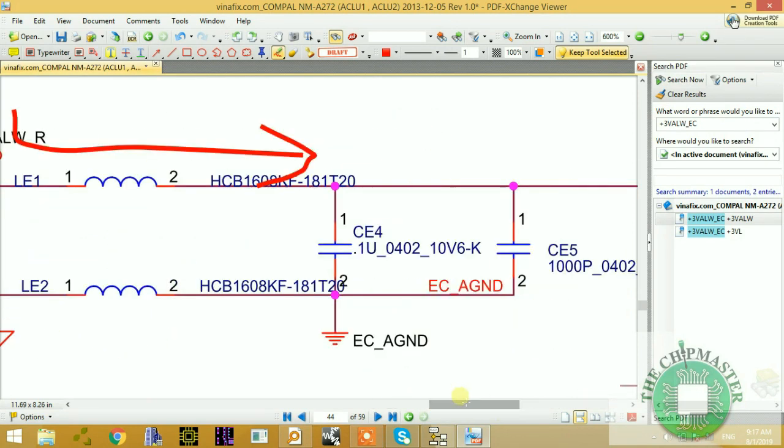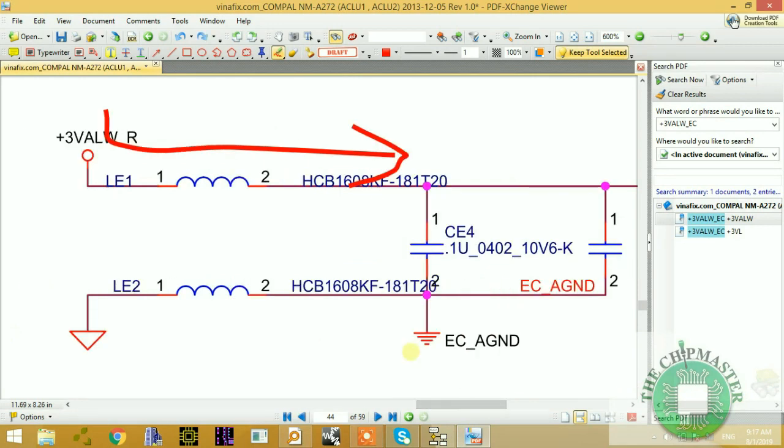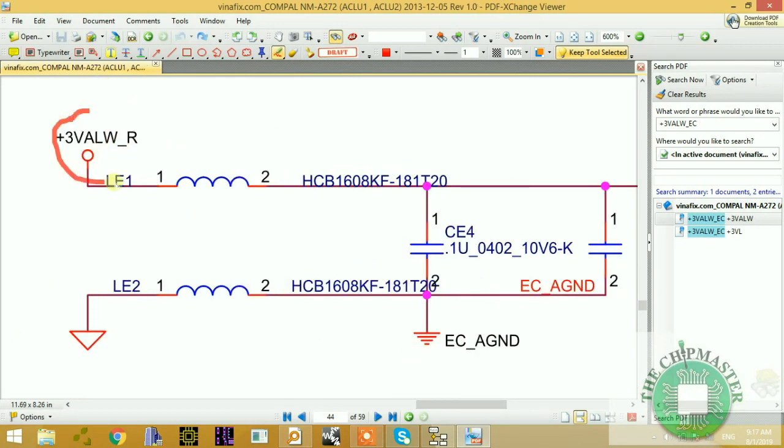So this voltage, we have to trace where it's coming from, right? Anybody can tell me where this voltage is coming from? This is a very important voltage. This is the standby voltage, and this is coming from our standby PWM IC output. So let's copy this signal and see where it's coming from.